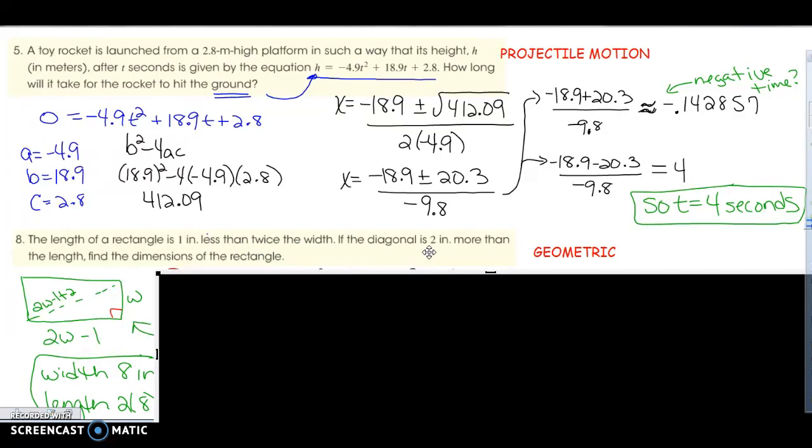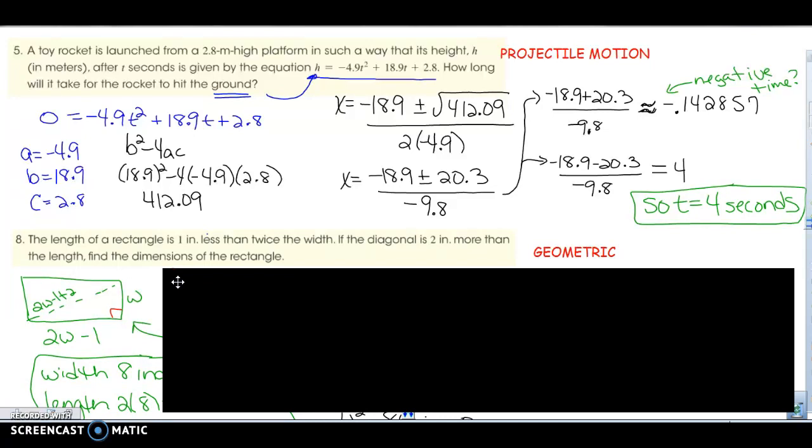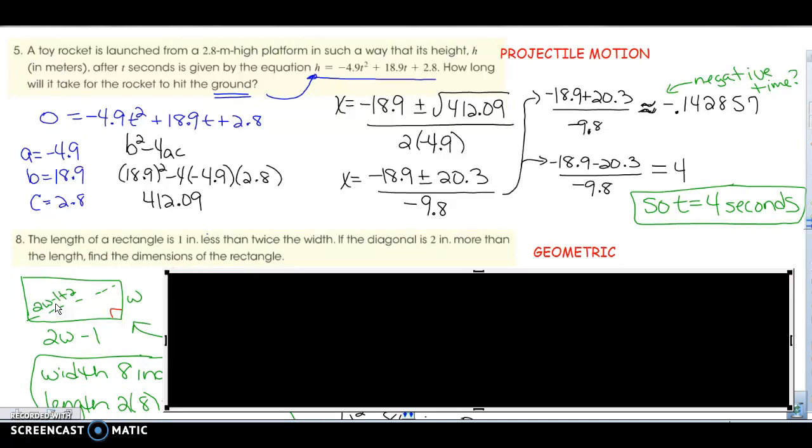It then goes on to say the diagonal, which is the distance across the rectangle, from one corner to the other. It says if the diagonal is 2 inches more than the length, so that means addition, 2 inches more. Well, we have the length represented as this, so if we add 2 to that, then our diagonal would end up being 2W minus 1 plus 2, or you could just say 2W plus 1 if you want to simplify it. It then says find the dimensions.